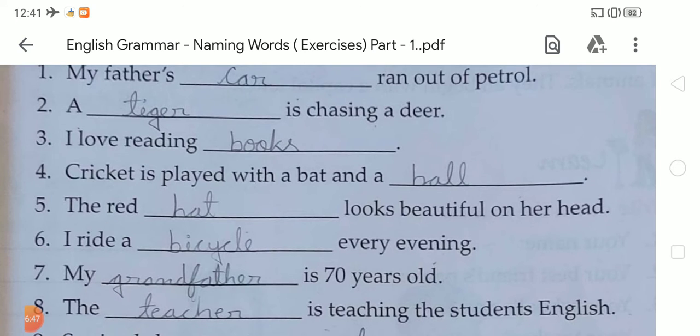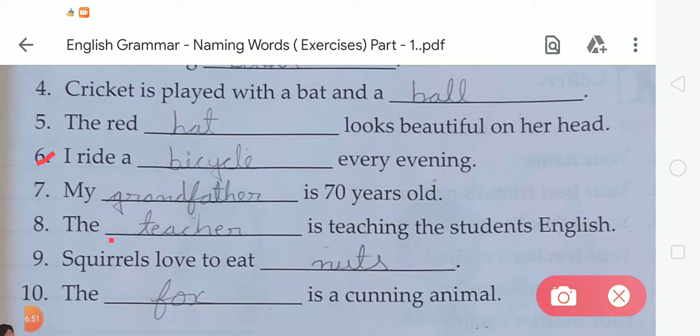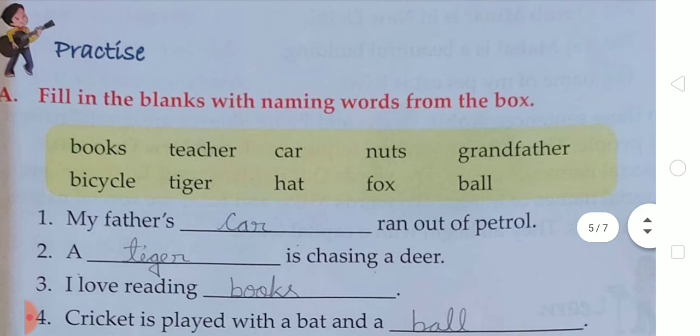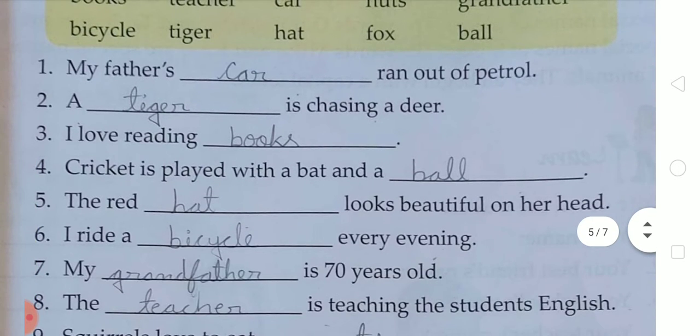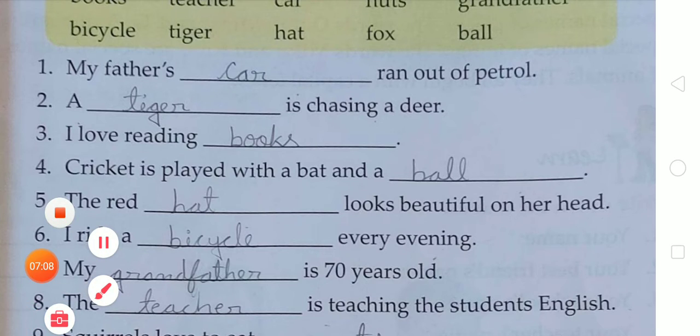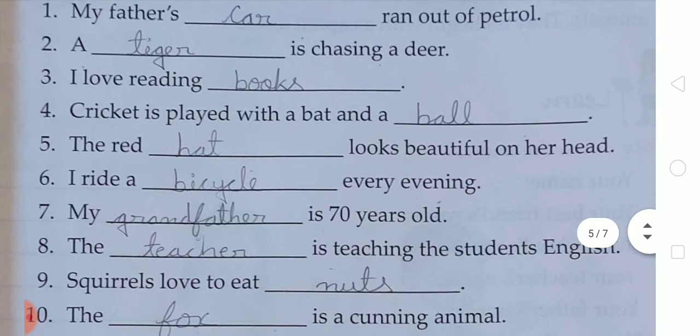Now the next, number 6 is: I write a dash every evening. In the given box there is the word bicycle. So we have to write bicycle on the given blank. What is the spelling of bicycle? It is B-I-C-Y-C-L-E, bicycle. After that, next number 7.